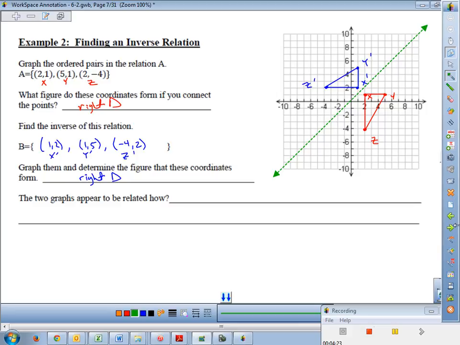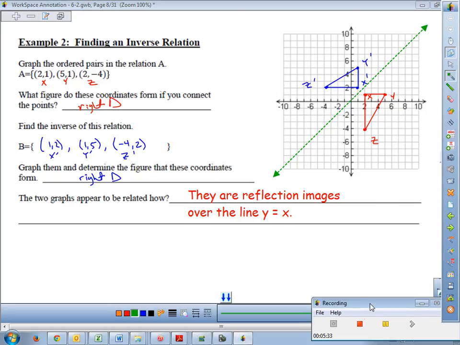How are those two triangles, the red one and the blue one, related? Because they're inverses, how are they related? What have I kept saying to you about these? They do what to each other? Starts with an R. They reflect to each other over what? The line y equals x. They are reflection images over the line y equals x.